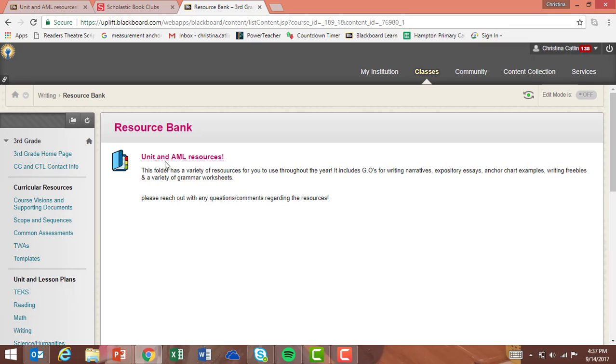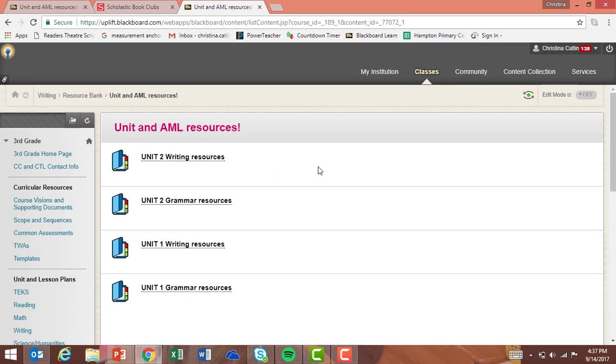And then inside the Unit and AML Resources folder, each one is bumped out as Unit 1 or Unit 2, grammar or writing. And so then when you click either one, they're broken down by TEK and subject, and there are resources that are directly aligned to the objectives stated in the unit at a glance.